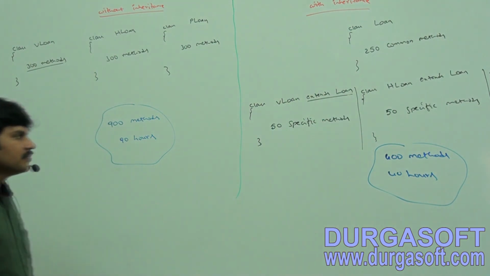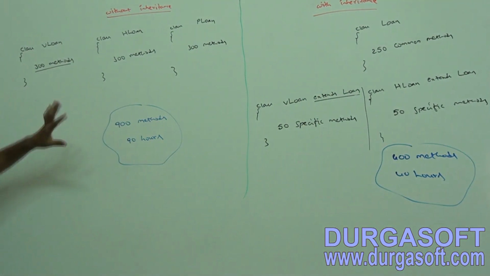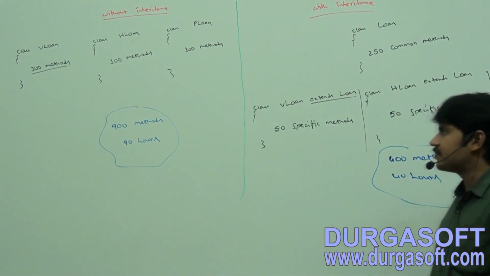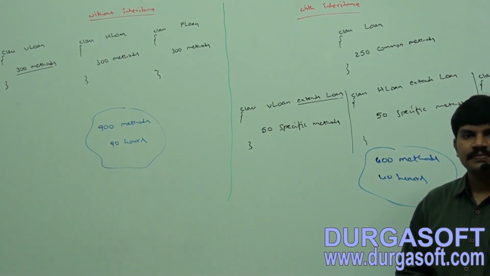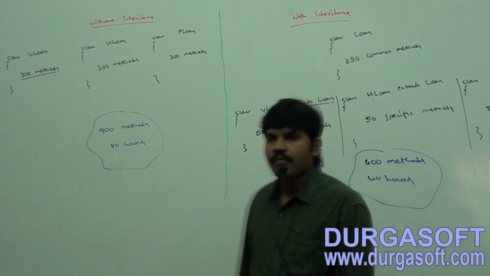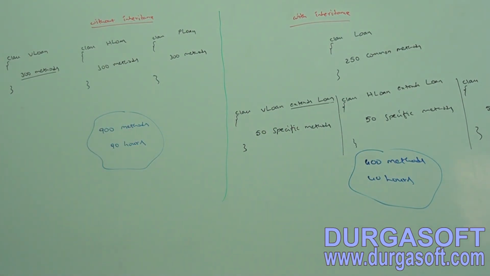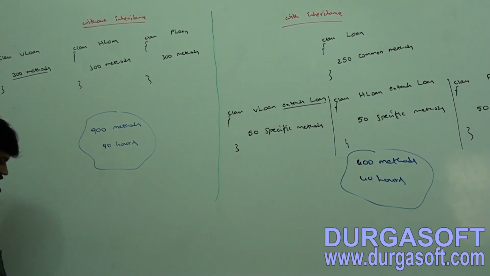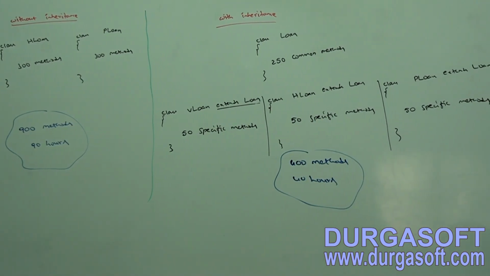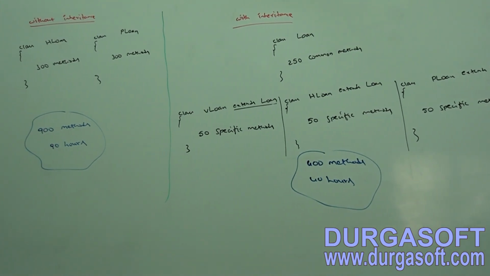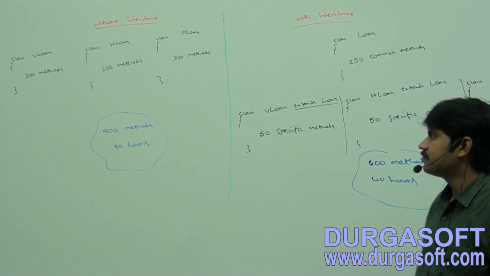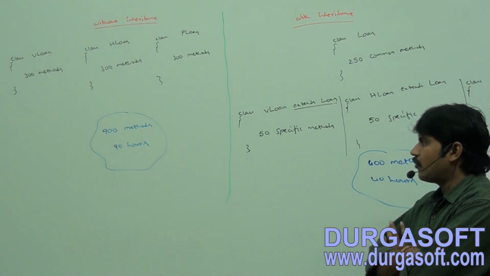Okay, take both examples clearly. Without inheritance, with inheritance. Very important terminology. Without inheritance, class vehicle loan, next class housing loan, personal loan. Completed, I hope. 900 methods and 90 hours.